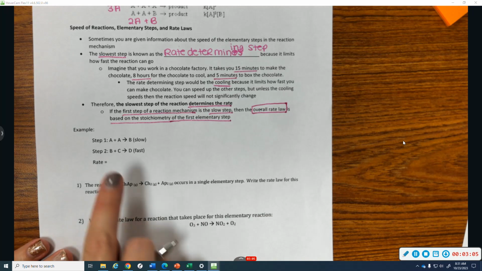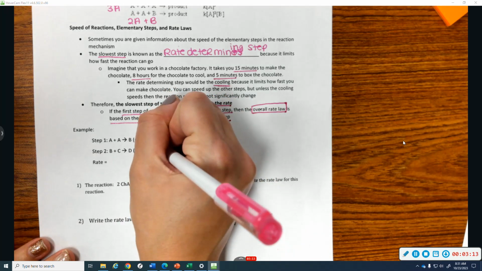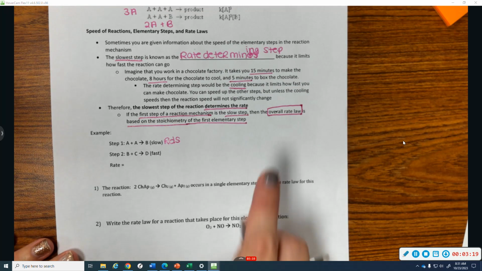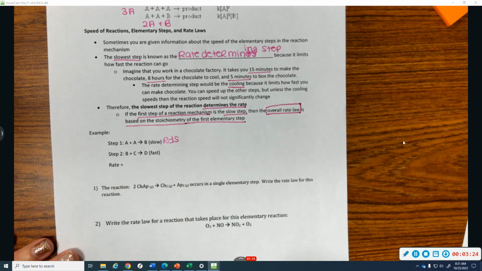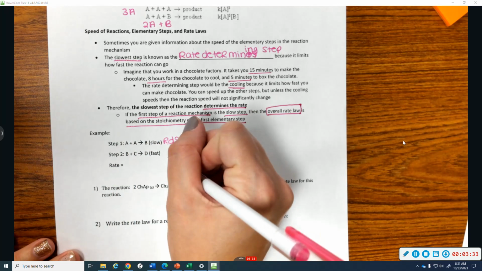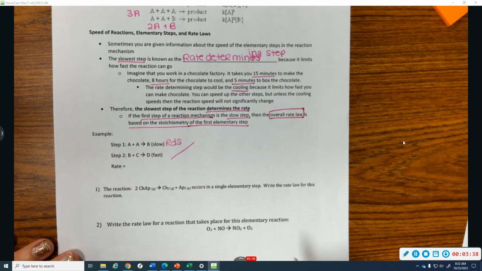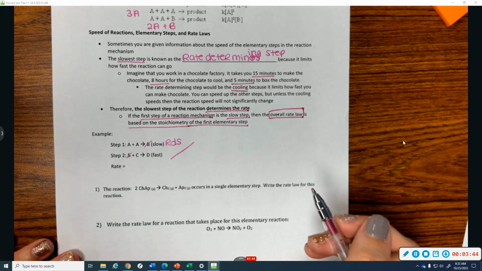Let's look at this example. Step 1, step 2. Example: step 1 is slow, step 2 is fast. So step 1 is our rate determining step. And because it's the slow step, the overall rate law for this reaction is based on the stoichiometry of that step. First, let's write the reaction. If I combine those two steps, what is the overall reaction? Well, B is made and then it's consumed. That's known as an intermediate.